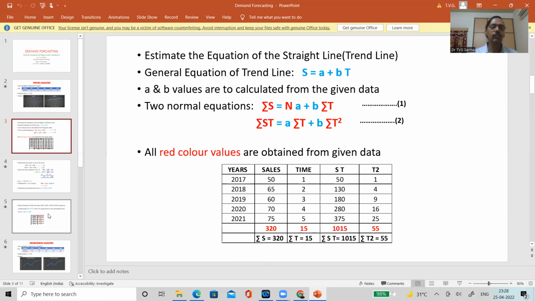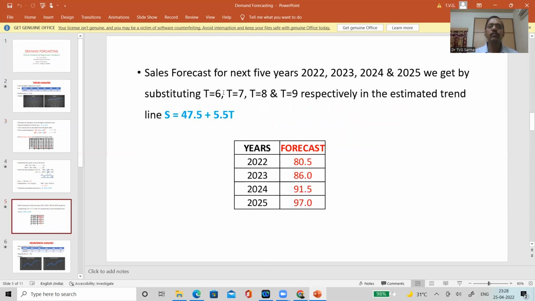And when I substitute those values, 6, 7, 8, 9, if I substitute 6, I get 80.5. If I substitute 7, I get 86. If I substitute 8, I get 91.5, and 97 when I substitute t is equal to 9. So this is how the trend equation is used to estimate the values of sales for the coming years.